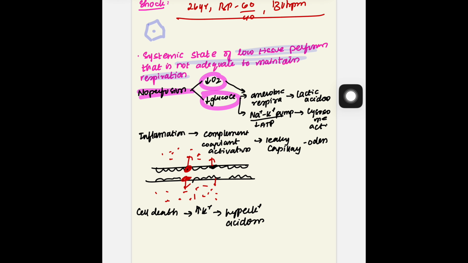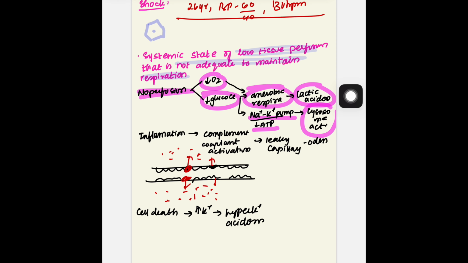If there is decreased oxygen and decreased glucose, the cell undergoes anaerobic respiration, and lactic acid gets accumulated. If the cell undergoes anaerobic respiration, there is low ATP. So you all know the sodium potassium pump. The sodium potassium pump needs ATP to act. So the sodium potassium pump doesn't function. So what happens? The lactic acid gets accumulated. All the water balance doesn't happen properly.